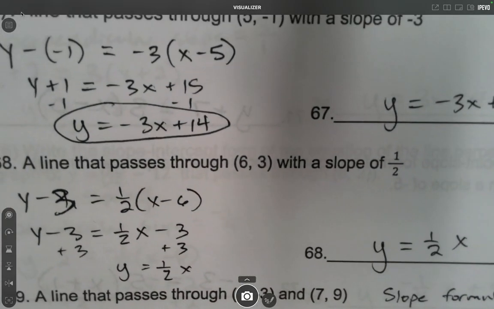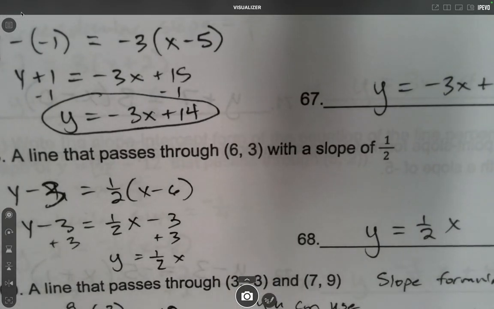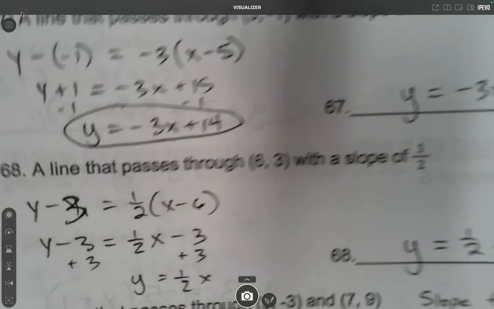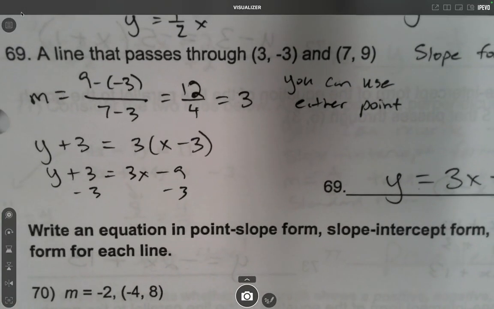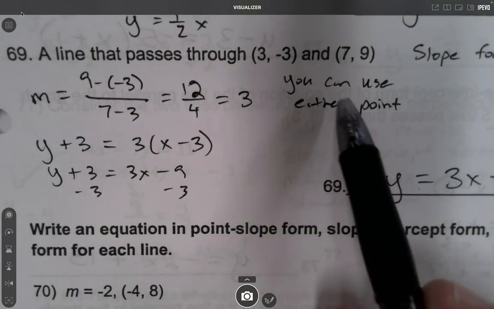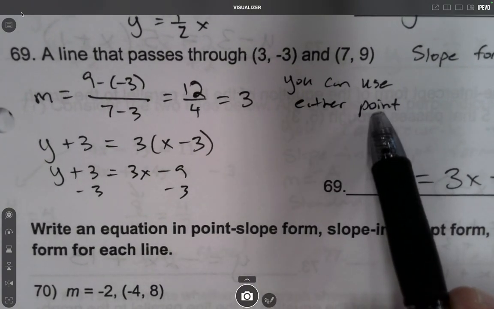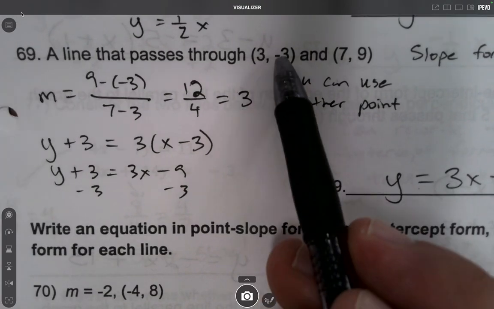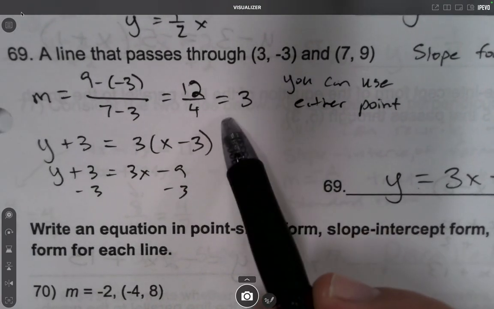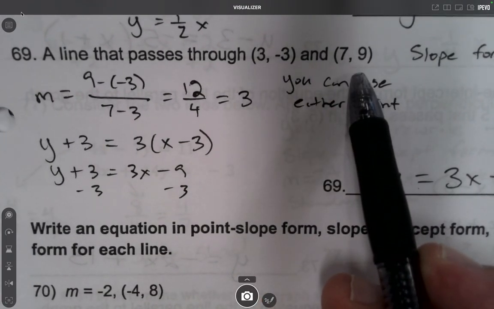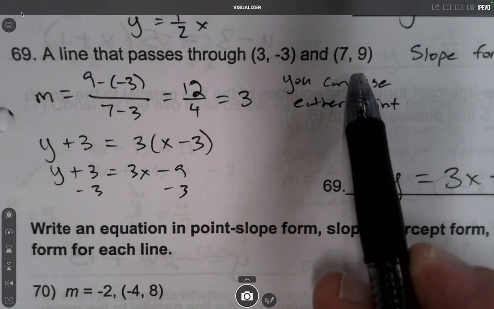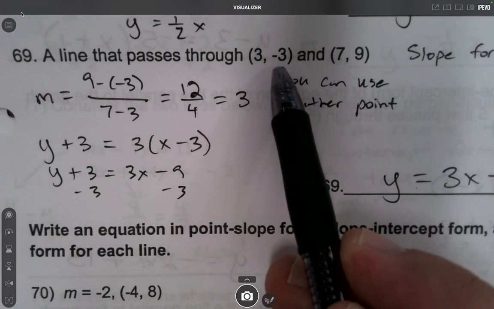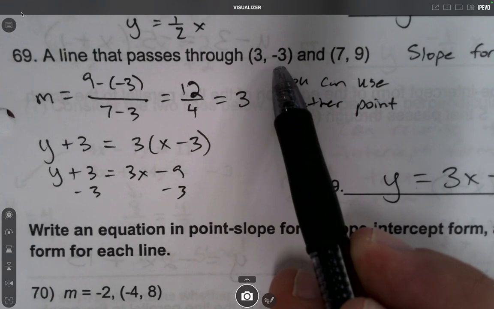So if you remember, the first two we've done, 67 and 68, we were given a point and the slope. Well, in this one, we had to find the slope, but now we have 2 points. And that's why I wrote this here. You can use either point. It doesn't matter if you use the slope of 3 in this point, or if you use the slope of 3 in this point. You'll get the same answer either way. So truly, you can just pick which one you want. I just picked this one because it was first, but it's fine if you pick a different one, or this one.